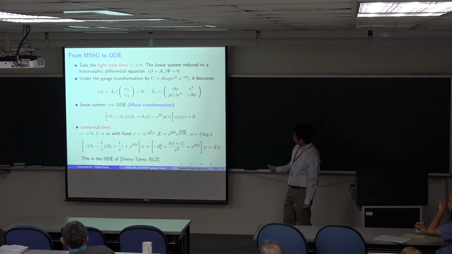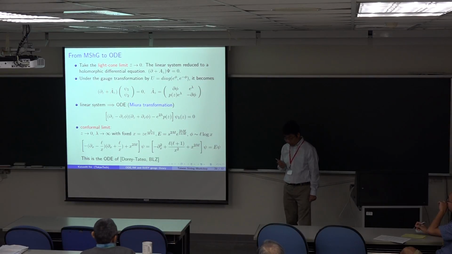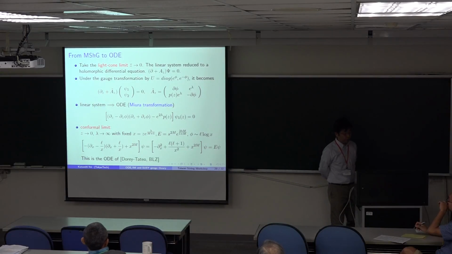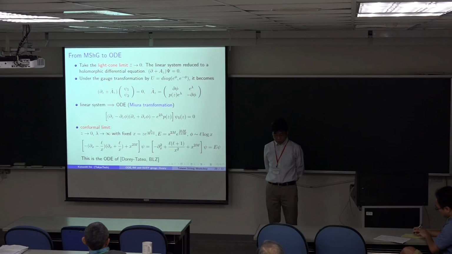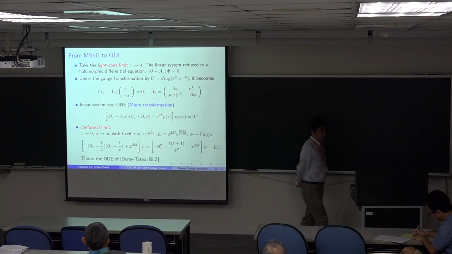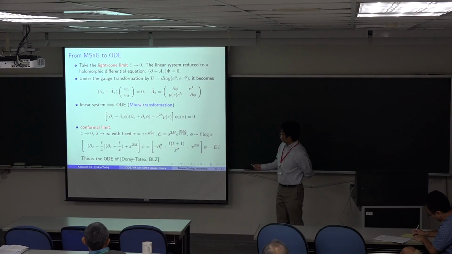So it is easy to write down the linear system. This is a first order rank 2 linear differential system. We can write it as a second order ordinary differential equation. In the context of solitons, this is called the Miura transformation. And we have this kind of equation.